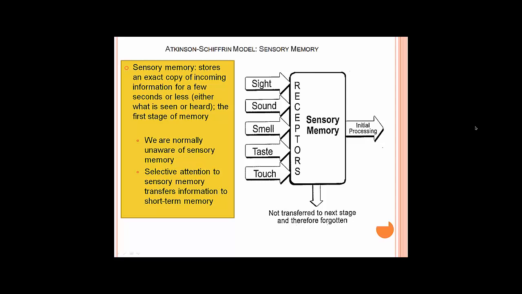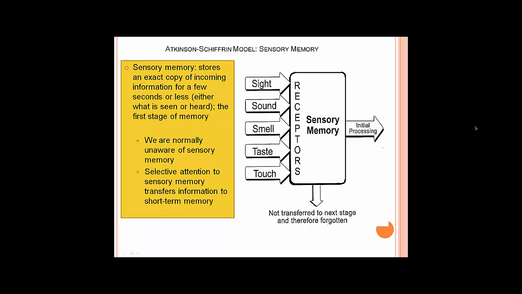So let's talk about the first type of memory, and this is a type of memory you may not have even heard of before. And that is sensory memory, sometimes called iconic memory. Sensory memory stores an exact copy of incoming information for a few seconds or less, sometimes, and I mean, less than a second. So it's either what's seen or what's heard, and this is the first stage of memory.